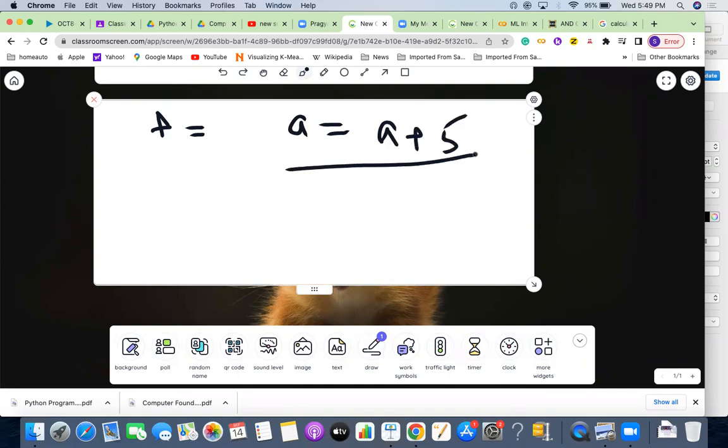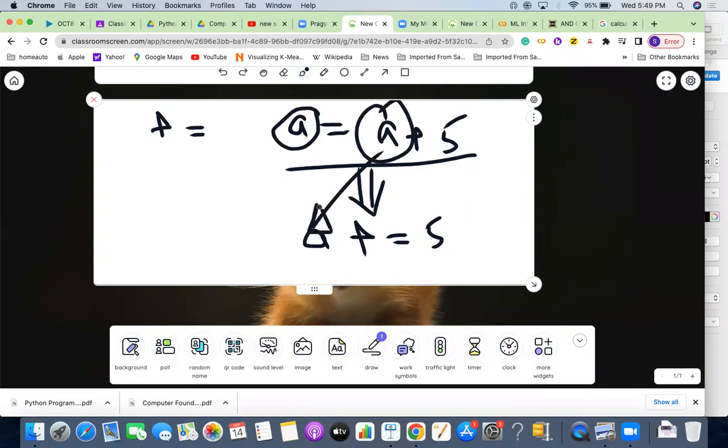So now a = a + 5. This is an equation, correct? So assume this is an equation. This equation can be simplified like this: a += 5. The same value stays here, the plus comes here, and the equal sign comes here, then 5. So this and this equation are both the same.